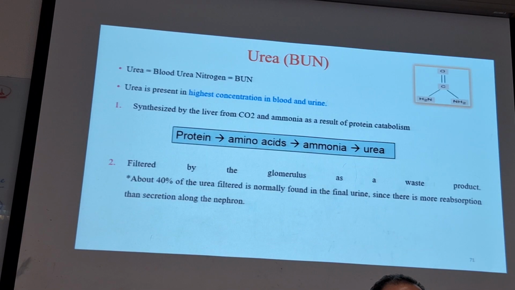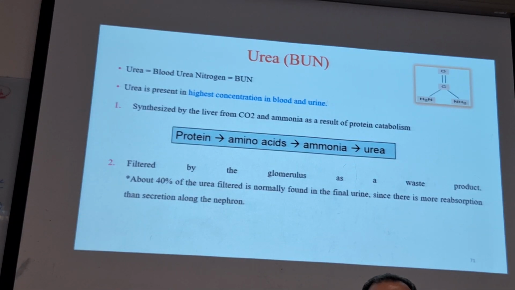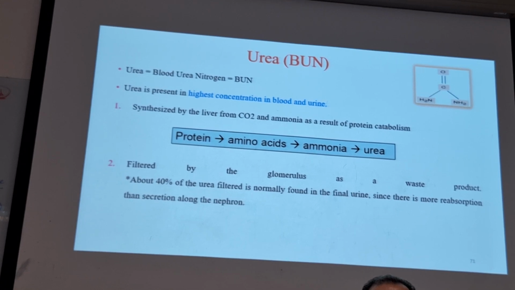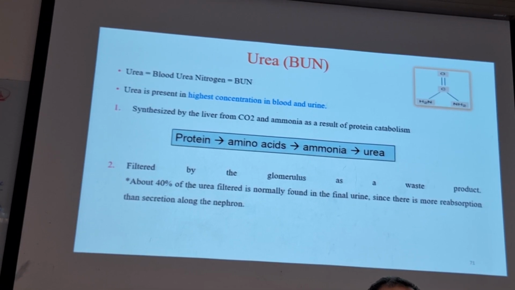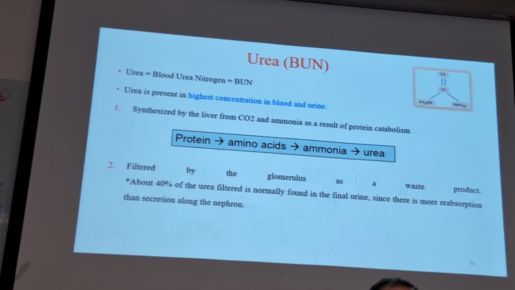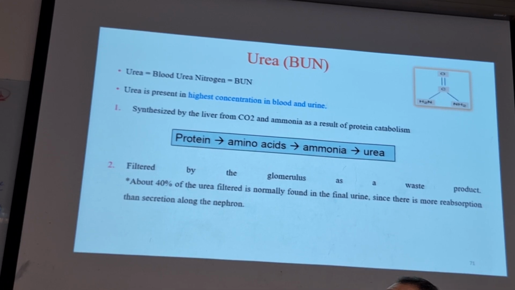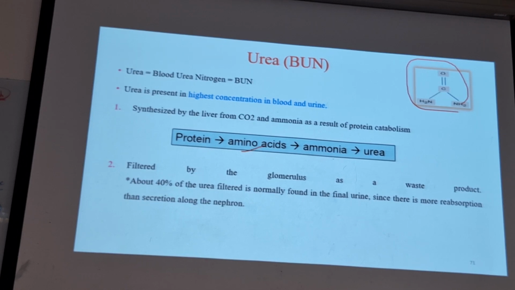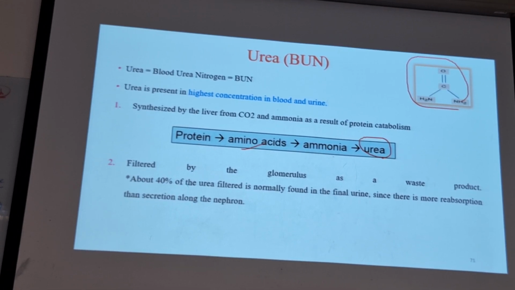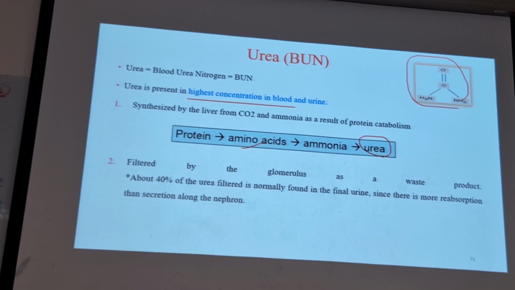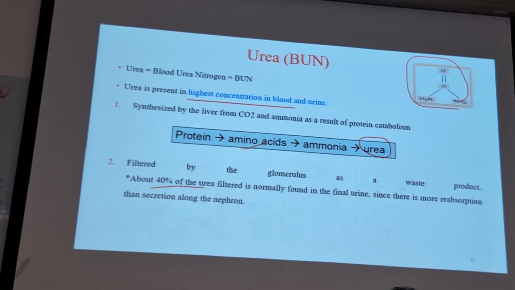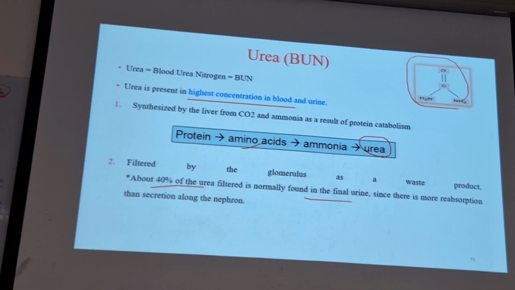So, I was talking about heme and bilirubin just as a brief review. I wanted to talk about urea and creatinine. You learned what urea is. This is the structure of urea. Protein is converted to amino acids, to ammonia, and finally to urea. Urea has the highest concentration in the blood, and nearly 40% of the urea is excreted in the urine.